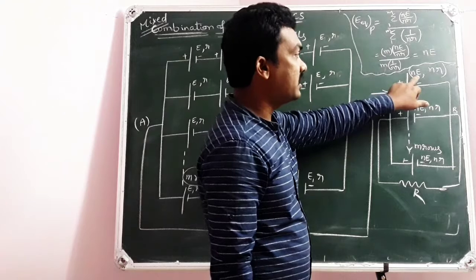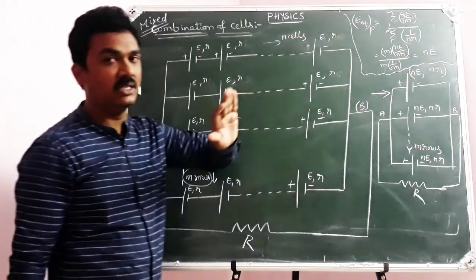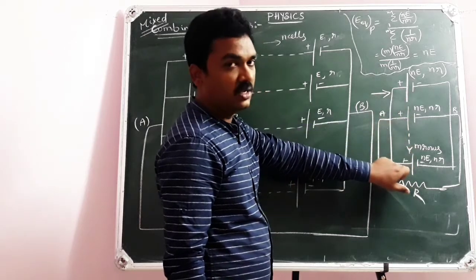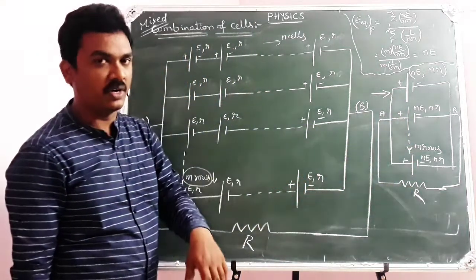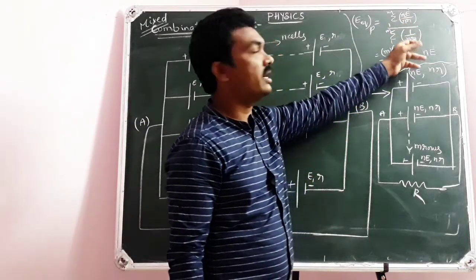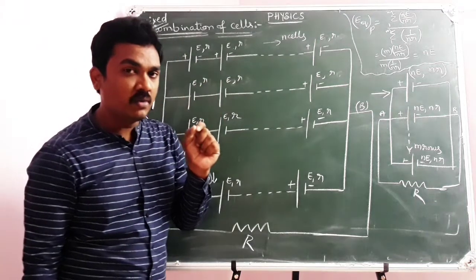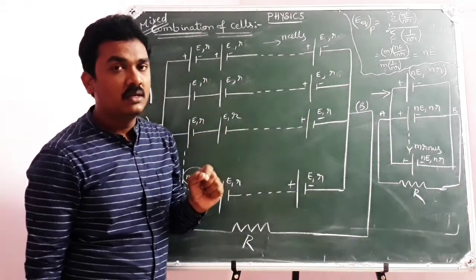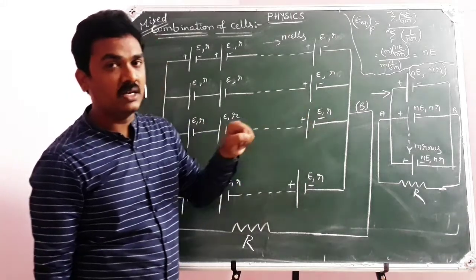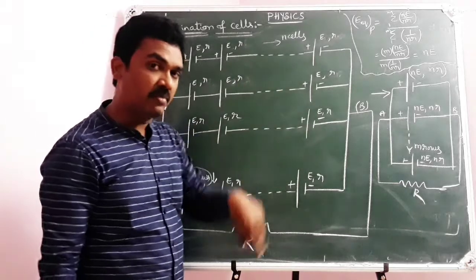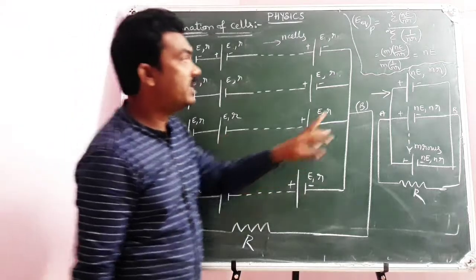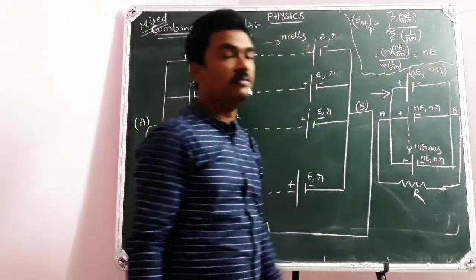NE is the EMF of each cell, NR is the internal resistance of each cell. Then they are in parallel, so the equivalent EMF is going to be the EMF of the individual cell. You learnt already, that is NE. I proved that sigma of NE by NR by sigma of 1 by NR, because when cells each of EMF E and internal resistance R are in parallel, the equivalent EMF equation is sigma of E by R by sigma of 1 by R. But here each has EMF NE and internal resistance NR, like that M number. So 1 to M is the limit and NE, NR are the individual values. So the equivalent EMF in parallel combination is NE.